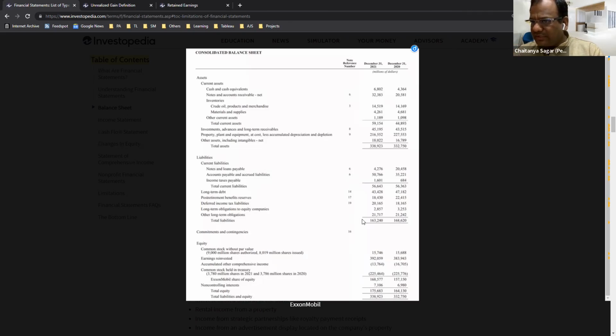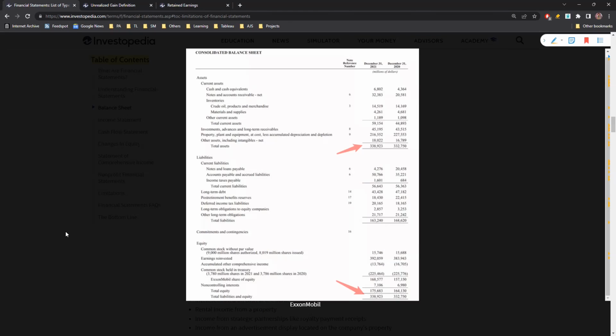So just look at this, everyone. Look at this number at the bottom, and look at this number at almost the end of assets. What's the difference between the two? This is not a trick question. Numerically, what's the difference between the two? It's always zero. Zero, yes.